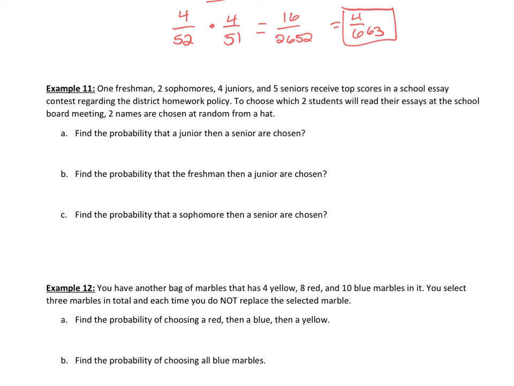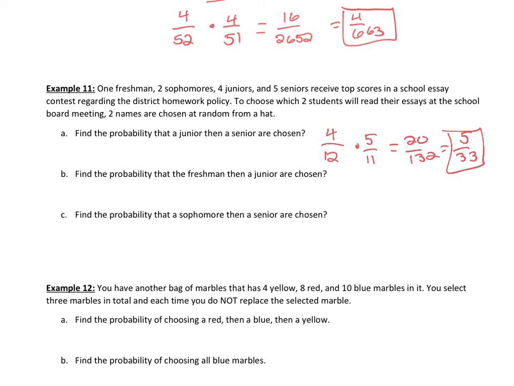So if we look at the probability that you find a junior, that would be 4 out of our total 12. And then a senior, that's times 5. But remember, the second time around, we only have 11 people left. So looking at this, that would be 20 out of 132, which we could simplify to 5 out of 33.